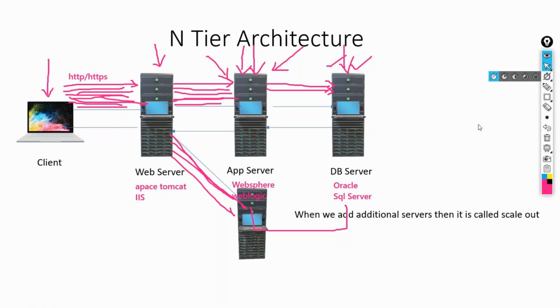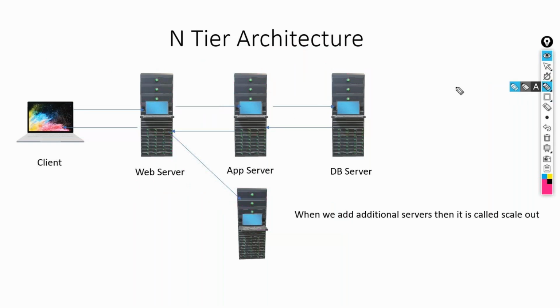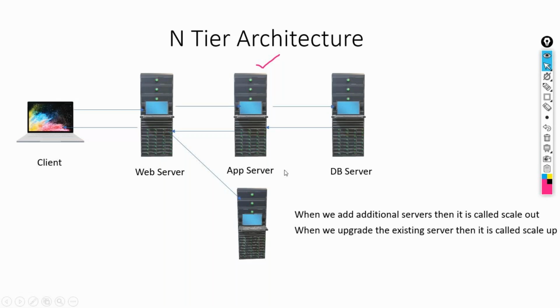Now, in some projects, the project management will think that they don't have budget to add new servers, or they don't want to add new things. They just want to enhance or upgrade the existing software. So in that case, they will upgrade the machine configuration like RAM, CPU, and all that stuff. When they upgrade the existing one, that is called scale up.